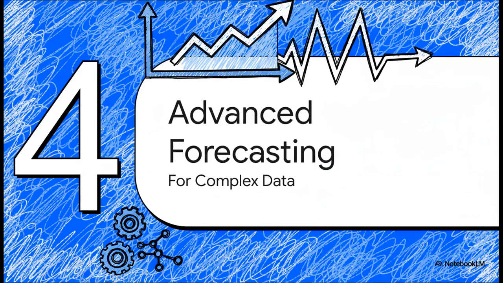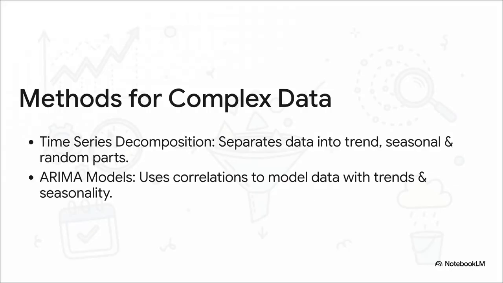But what happens when your data has it all? When it has both a trend and a seasonal pattern going on at the same time? Well, for that, we need to bring out the heavy hitters, the more advanced methods designed for exactly this kind of complexity. The two main approaches here are time series decomposition and something called ARIMA models.